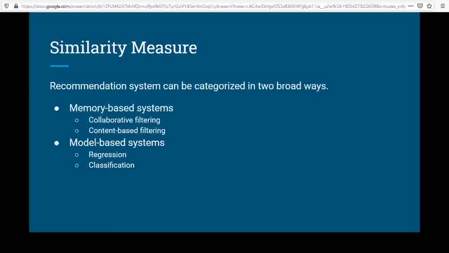Recommendation systems can be categorized in two broad ways: memory-based systems and model-based systems. Collaborative filtering is one of the techniques that we can use to implement memory-based systems, and there is also content-based filtering. Model-based systems can be implemented using regression and classification.